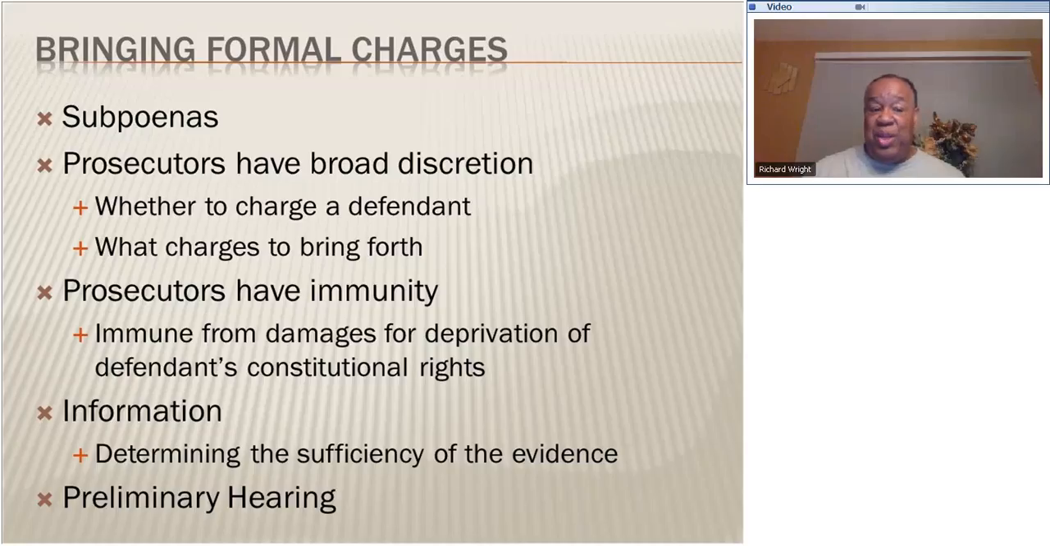Prosecutors generally have immunity from damages for deprivation of a defendant's constitutional right. Now, there are some arguments in cases where the prosecutor knowingly brought charges that they knew were false or had knowledge of in their possession and is discovered later. Then in that case, there is no immunity. Immunity applies in the normal course of an action where a person is mistaken as the wrong person without sufficient evidence at the time to recognize that was the wrong person. The information, as I said earlier, determines the sufficiency of the evidence, and then I talked about preliminary hearings already.